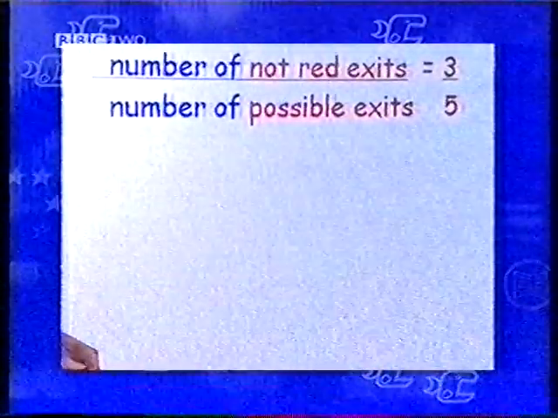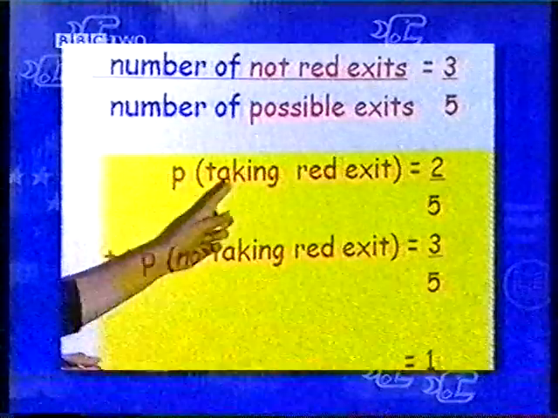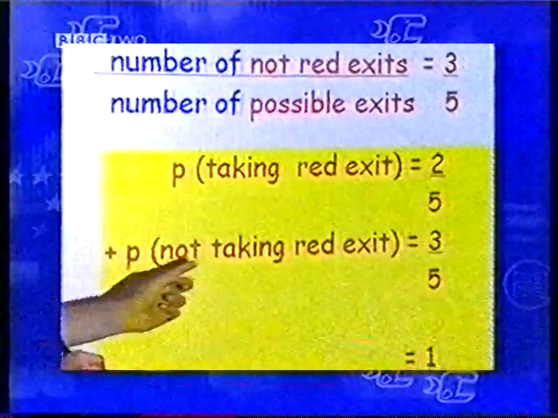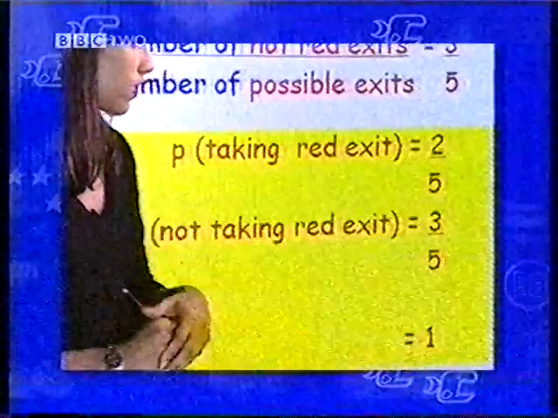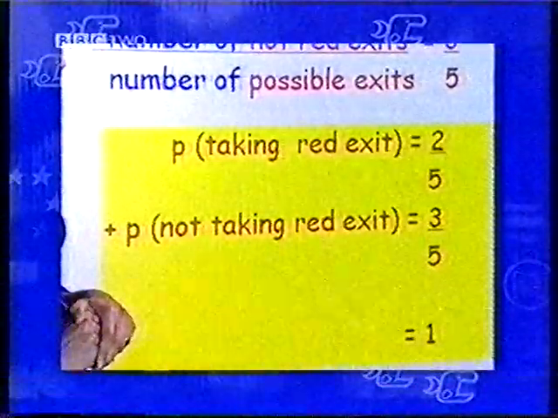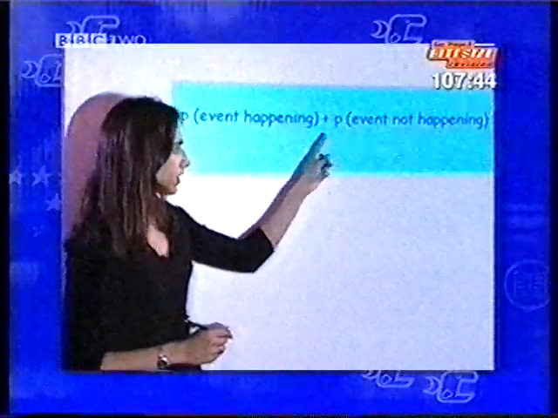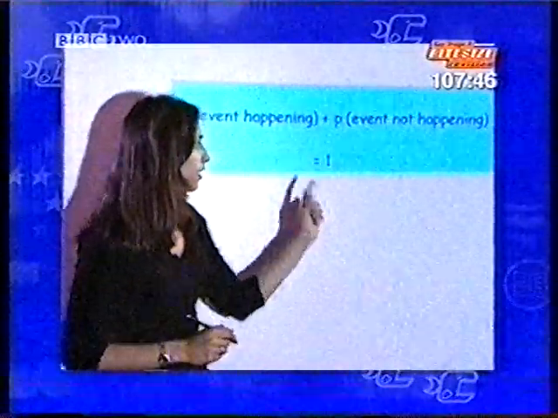Now if you notice, the probability of taking a red exit is 2/5, plus the probability of not taking a red exit, which is 3/5, adds up to 1 whole. So the probability of an event happening plus the probability of that event not happening equals 1.